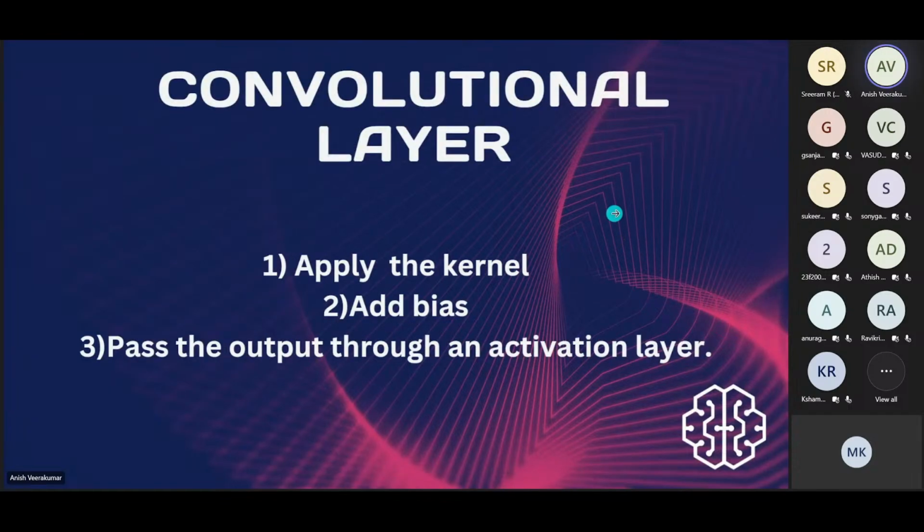So in the convolutional layer, what happens here is we apply the kernel, we add bias, if any, and then we pass the output through an activation layer. You might remember the word activation layer from one of the previous sessions. And the activation layer we'll be using mainly is ReLU. I hope you guys know what ReLU means.